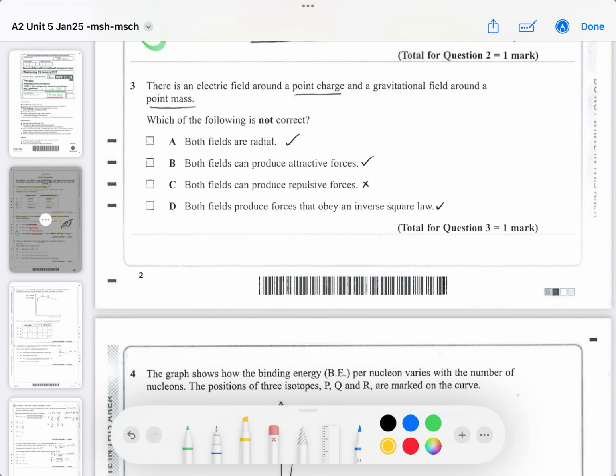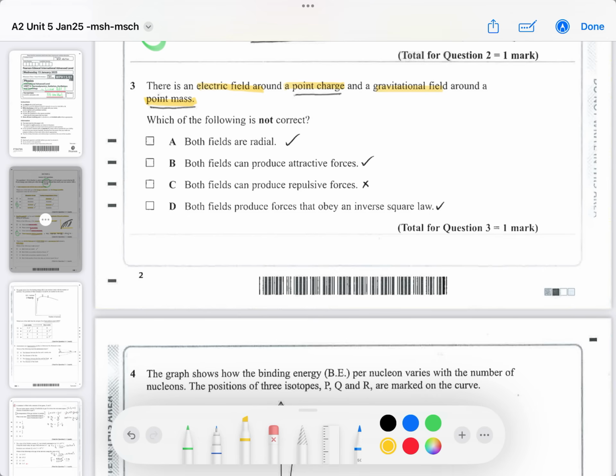So the electric field and the gravitational field is what this question is, but it's around a point charge and a point mass. Okay, so a point charge and a point mass assumes all the charge to be acting at the center of an object. Well, obviously it's a point mass, it's only got 1 point. But for example, if you're looking at the Earth's gravitational field, we assume all the mass is acting at the center of mass of the object.